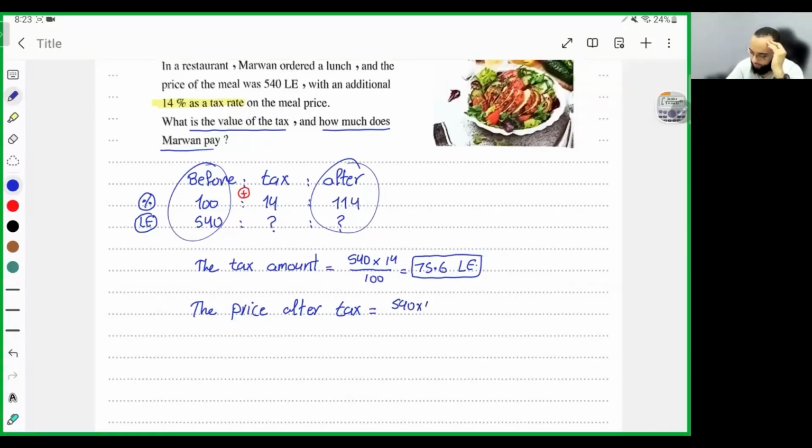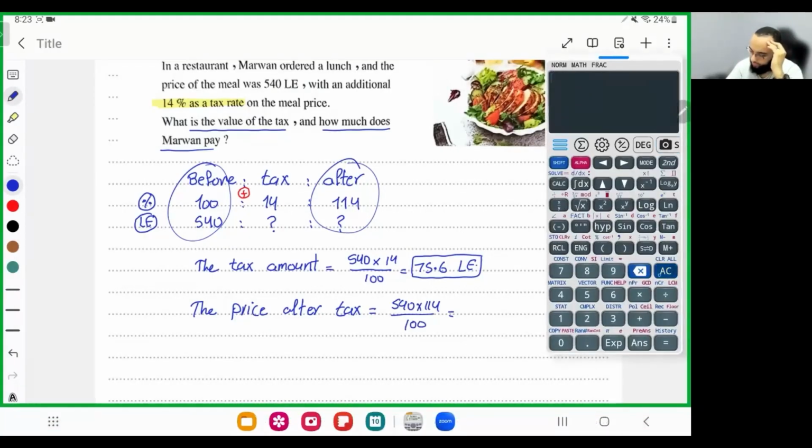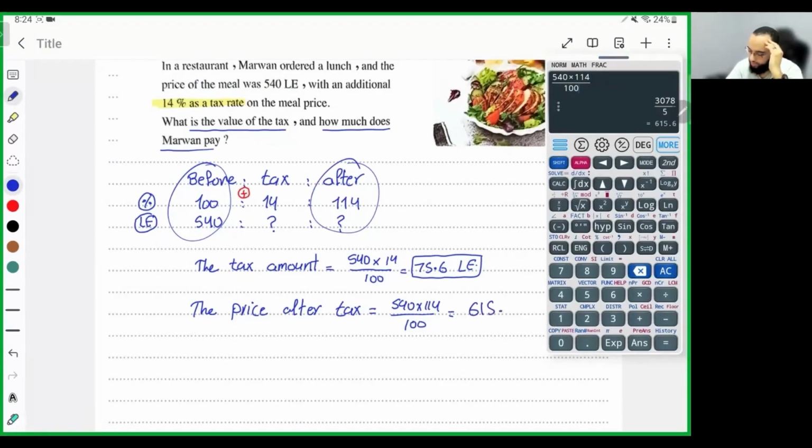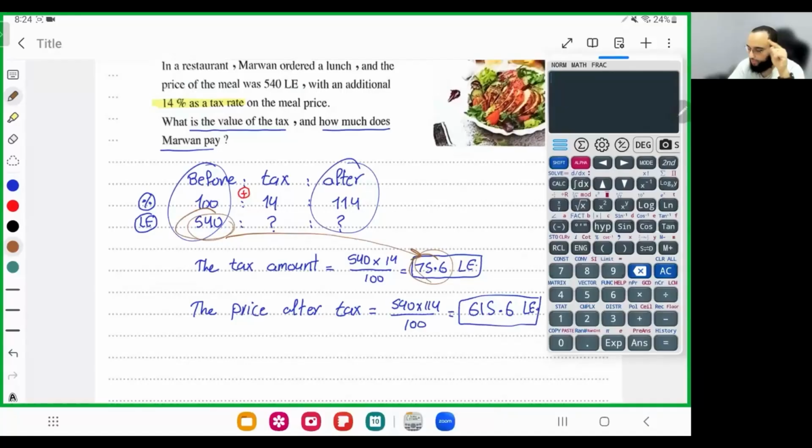Okay, 540 times 114. Sorry, it's a fraction. 540 times 114 over 100 is going to be 615.6. You know, 615.6 is the same as when you are adding these two numbers together. 540 plus 75.6 is the same answer, 615.6. Both are correct. Any problem?